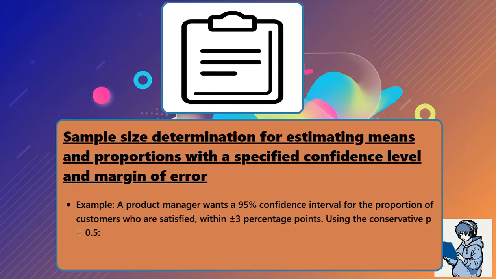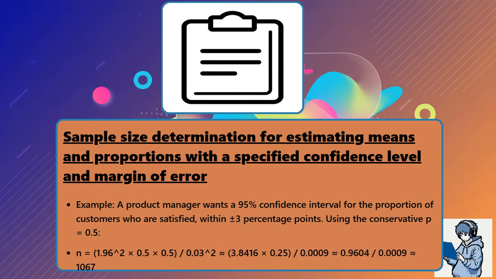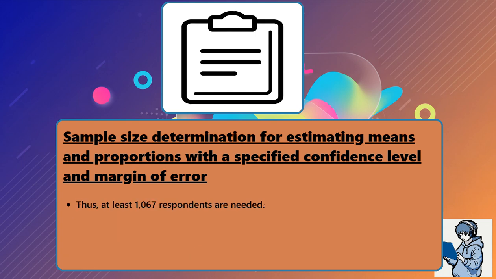Example: a product manager wants a 95% confidence interval for the proportion of customers who are satisfied within plus or minus 3 percentage points, using the conservative P equals 0.5. N equals (1.96 squared times 0.5 times 0.5) divided by 0.03 squared, approximately (3.8416 times 0.25) divided by 0.0009, approximately 0.9604 divided by 0.0009, approximately 1067. Thus, at least 1067 respondents are needed.